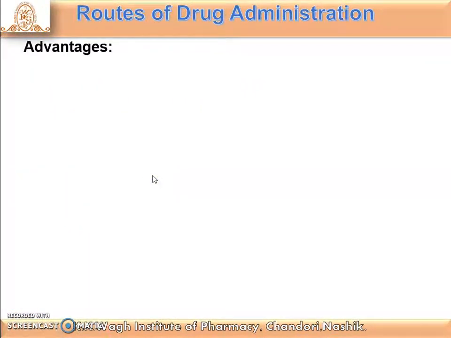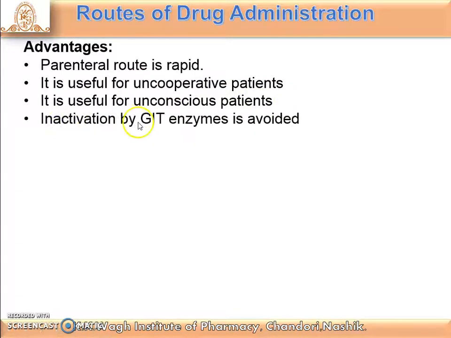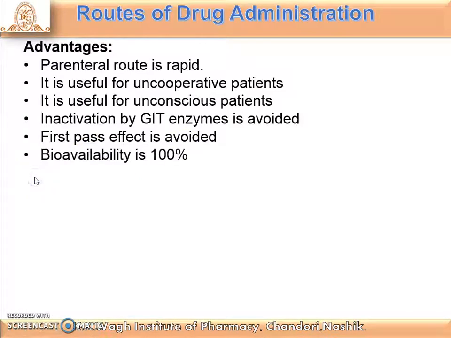Now the advantages and disadvantages of the parenteral route. In the advantages, absorption is very rapid. It is useful for uncooperative patients and for unconscious patients also. Inactivation by GIT enzymes is avoided, since the drug does not go into the GI tract. First pass effect is avoided, since the drug does not enter the stomach or GIT. Bioavailability is 100% with the parenteral route.